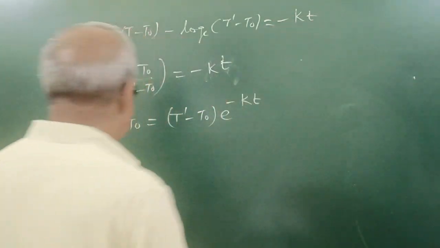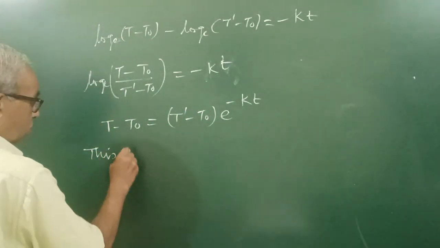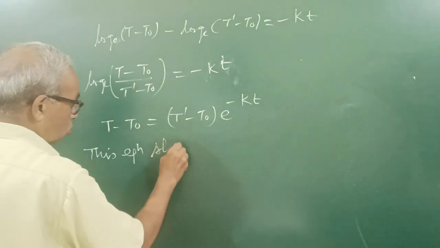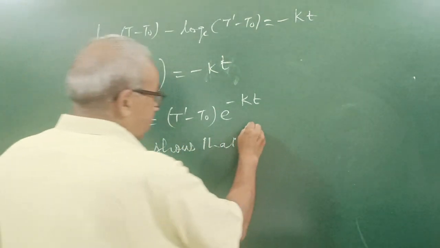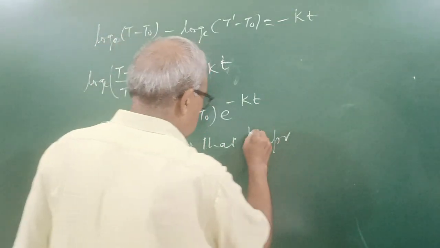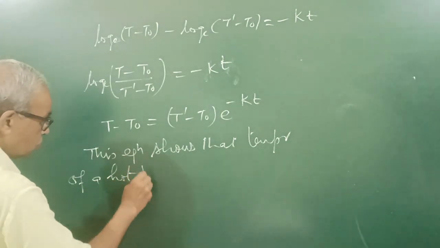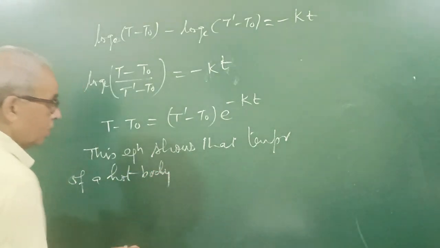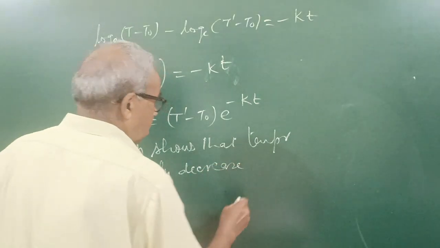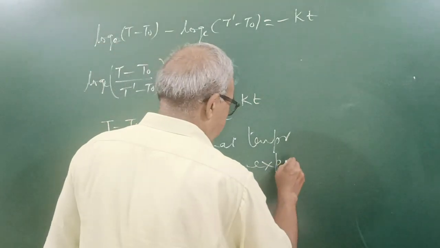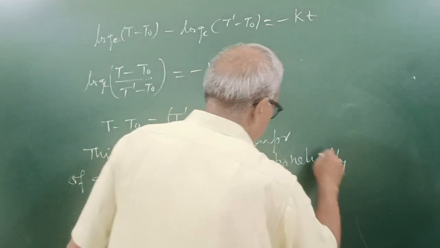This equation shows that the temperature of a hot body decreases exponentially with time.